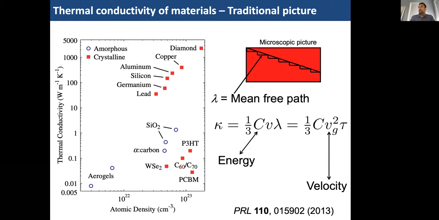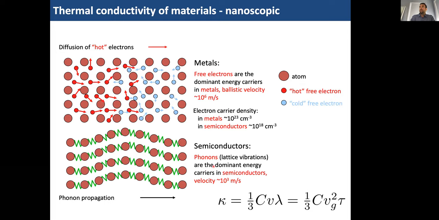So let's dig a little more into this. Now, to consider the nanoscopic picture of thermal conductivity, we have to consider what transfers heat. In a metal, metals are very electrically conductive. This is why we always use copper wire. And in metals, electrons carry the majority of the heat. Electrons are the primary energy carrier in metals.